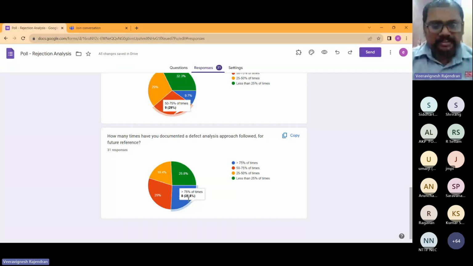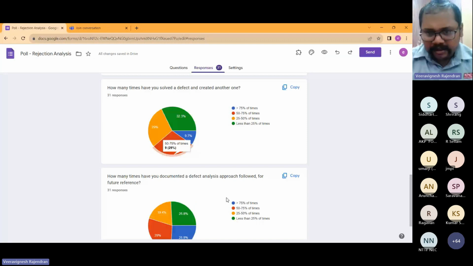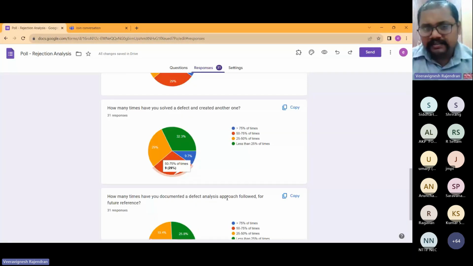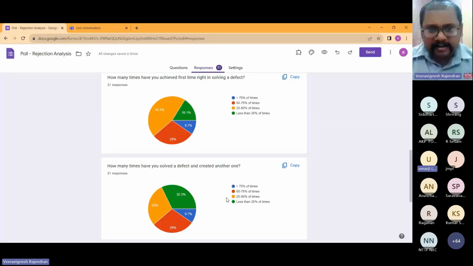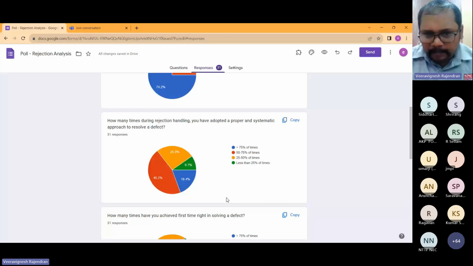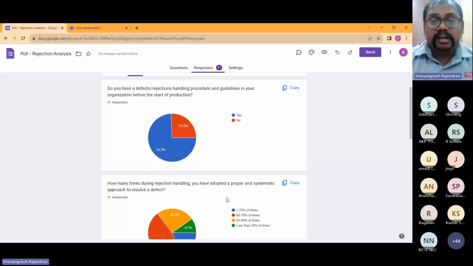So this is the actual scenario, and this is the reflection of what you think and what others are able to do. If we want to solve all the defects in one shot, we should start documenting. We should not create a new defect by solving one defect or taking shortcuts. We should always try achieving first time right. And if we follow a proper and systematic approach to resolve a defect, and if we have the guidelines already available, then you do the first time right in solving the defect, and later you will not be producing any defect at all.